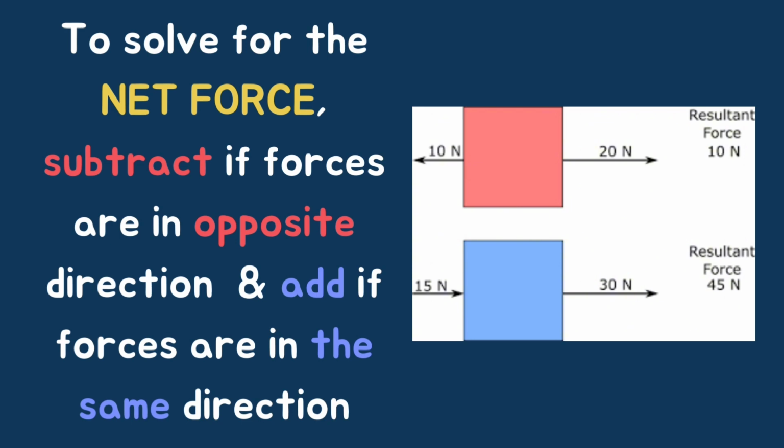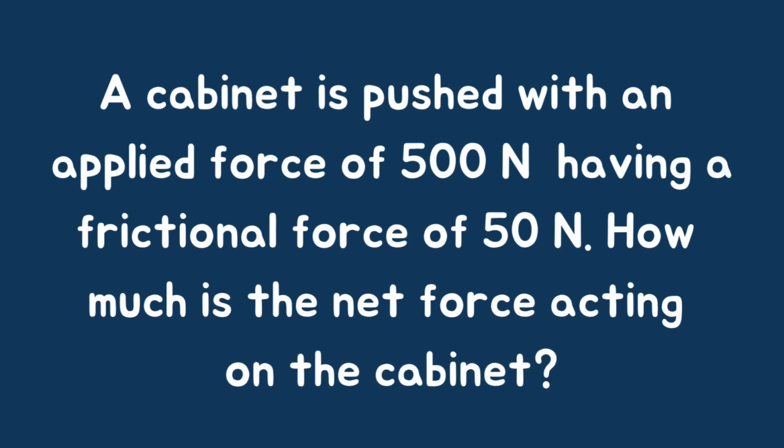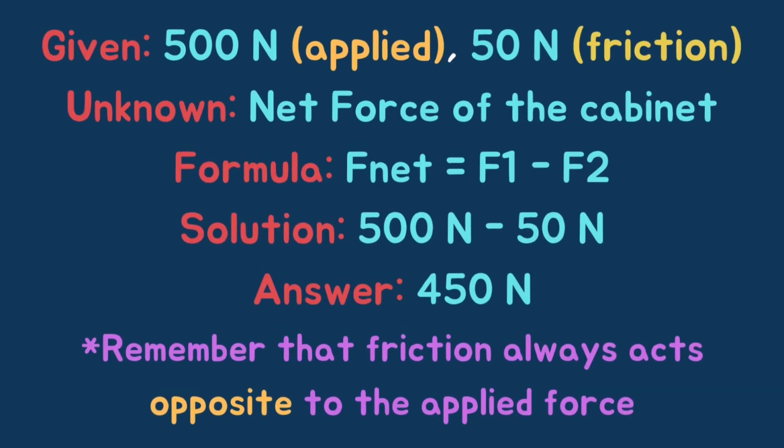Now, let's try to solve for the value of net force. A cabinet is pushed with an applied force of 500 Newton, having a frictional force of 50 Newton. How much is the net force acting on the cabinet? First, you have to get the given values. Second, the unknown, or what are we going to solve? Third, the formula, then the solution, and lastly, the answer. The given values in the problem is 500 Newton, our applied force, and 50 Newton, our frictional force.